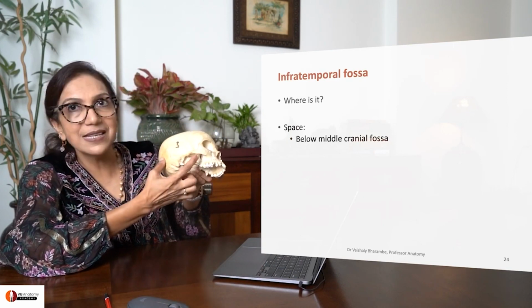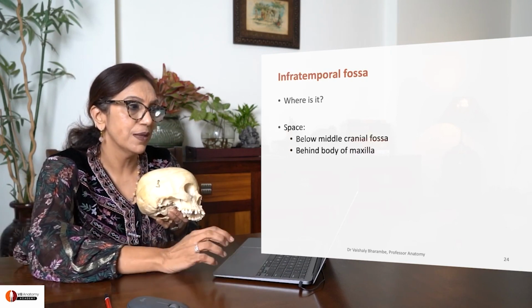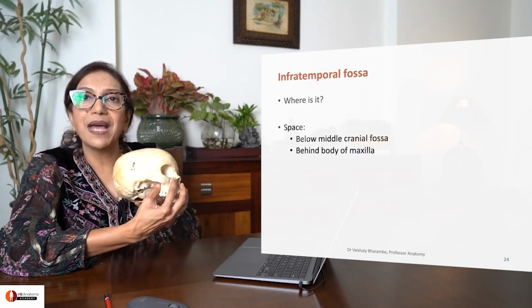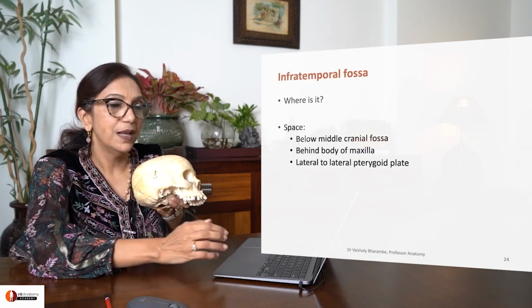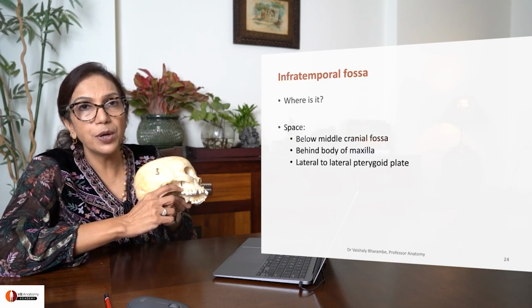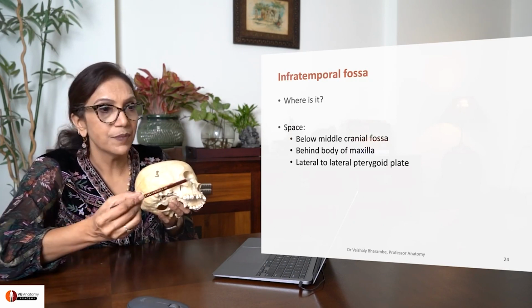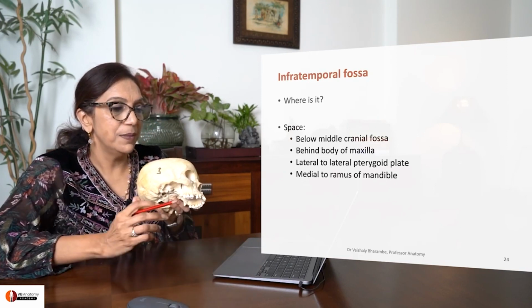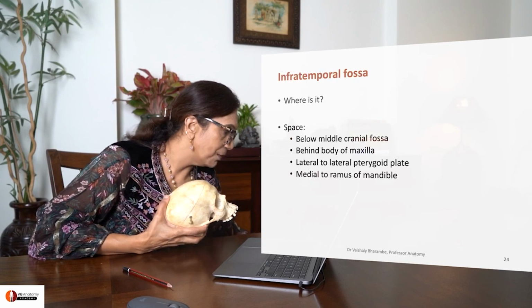See, understand that this is the middle cranial fossa. It lies below the middle cranial fossa, behind the body of maxilla. This is the maxilla, it lies behind it. Lateral to the lateral pterygoid plate. This is the lateral pterygoid plate here. And medial to the ramus of mandible. Now take a pause. Take your mandible.